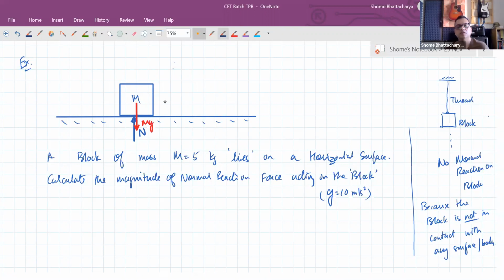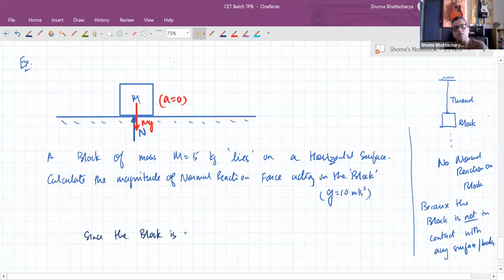But the object has zero acceleration. It is at rest. Okay. So therefore, since the block is at rest, that means you should apply the equilibrium condition.